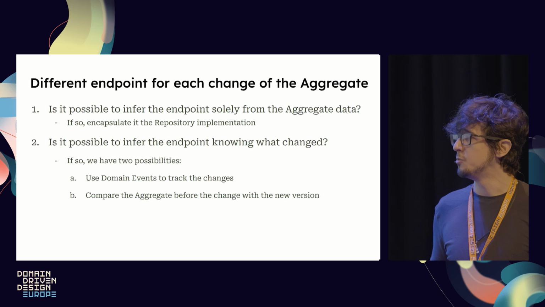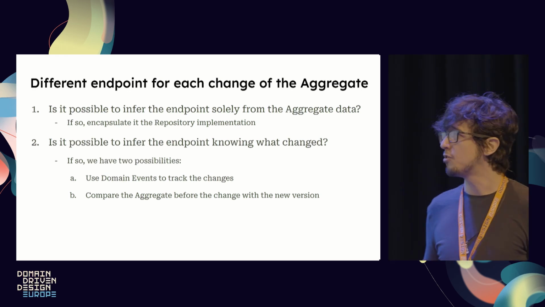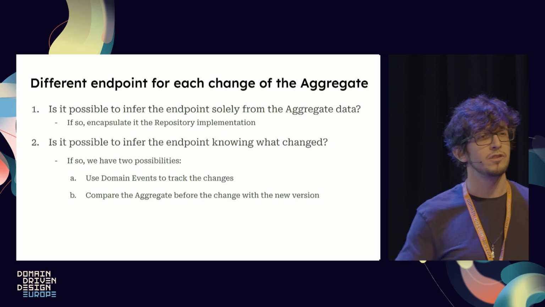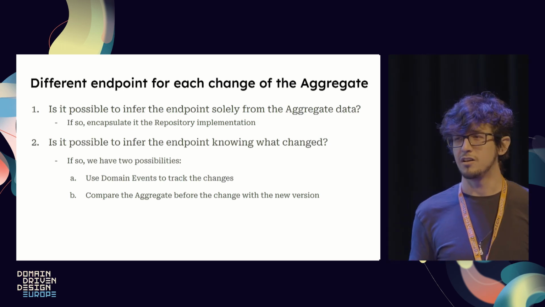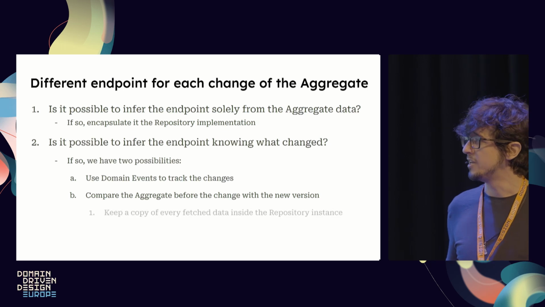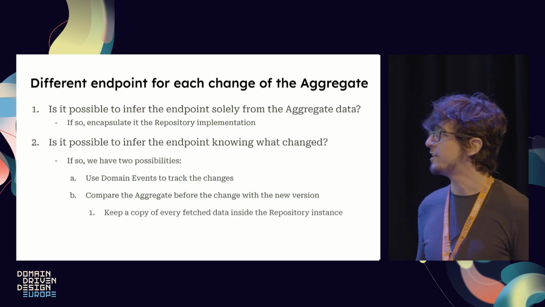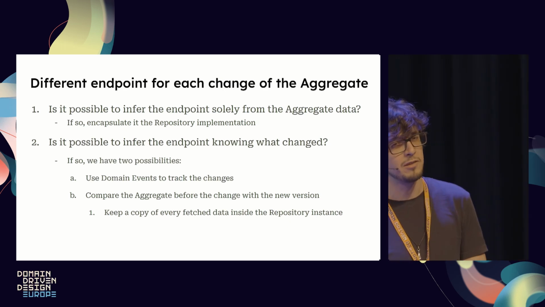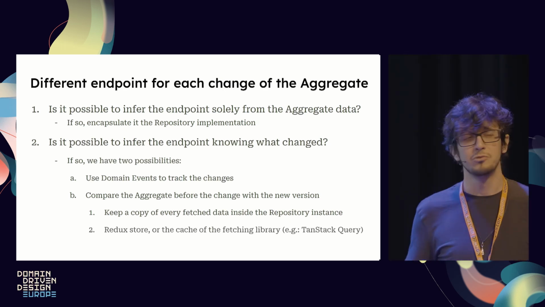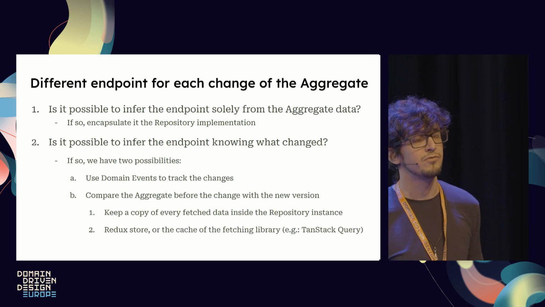And the other option, which is a little more complex but can be more useful at some points, is comparing the aggregate before the change with the new version of it, and then doing kind of a diff to decide which endpoint to use. If that is the case, you're going to need to keep a copy of every fetched data inside the repository instance. I know it sounds like too much, like we should not do that, but the thing is that we're probably going to do it anyway because we're going to need to keep that data to show it in the front end at some point.